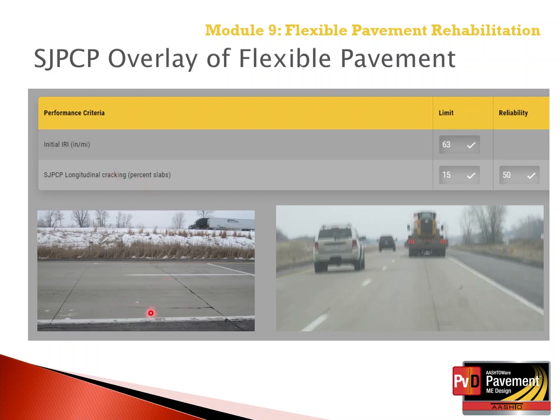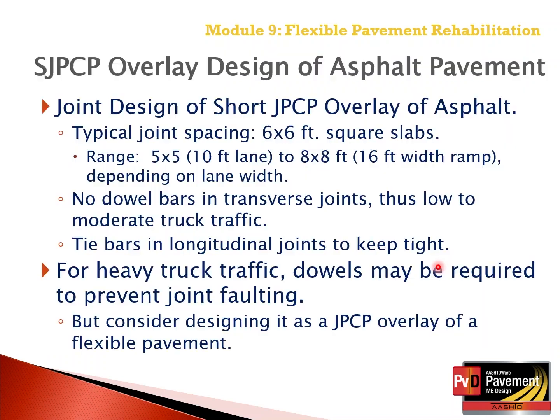And the longitudinal cracks are kind of shown in both of these photographs under the wheel loads within the wheel path. The longitudinal cracks of these short slabs are shown in the photo. So that is the only performance criteria that is used. So the joint design of the short jointed plain concrete overlays of asphalt, typical spacing is either, again, 6 by 6, 5 by 5, depends on the lane width to ensure the longitudinal joint is basically between the wheel paths of the trucks.